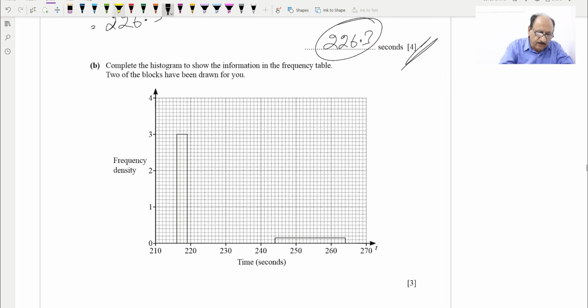Then part B says: complete the histogram to show the information in the frequency table. Two of the blocks have been drawn for you. This side is frequency density and this side is time, and this is for 3 marks.